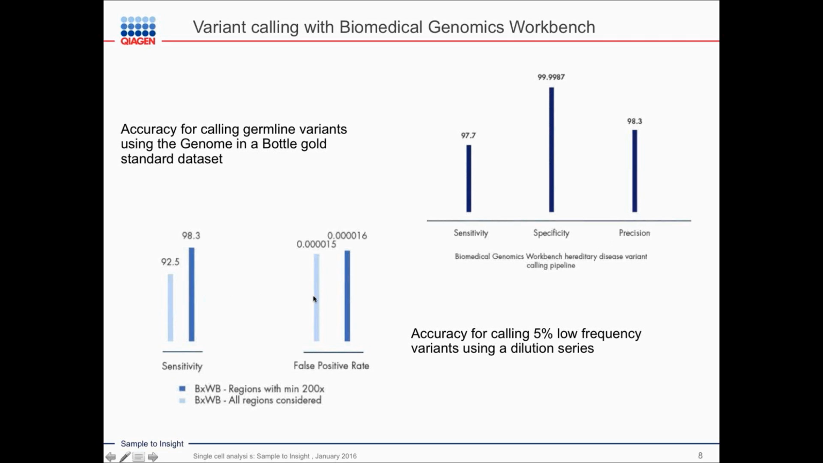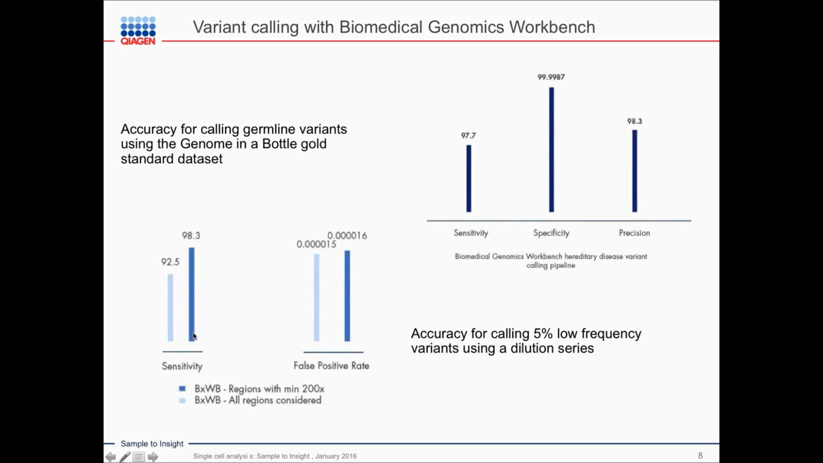And then you can see here the advantage of getting coverage. So here we're looking at sensitivity and the false positive rate, where the light blue bar is telling us our sensitivity in regions that don't have this minimum threshold of 200x.